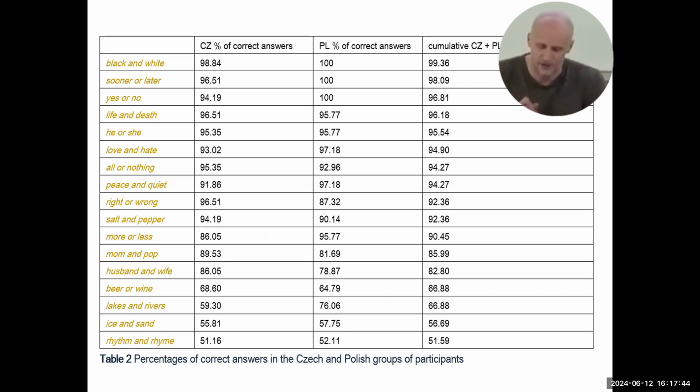13 are real binomials, the first 13, okay? And the last 4 are binomials which I invented, okay? So the things like beer and wine, you can just say beer or wine or beer. Now, the first column shows correct answers in my Czech students. The second column shows the correct percentages in the group of Polish students, and then the last column shows the cumulative percentages for both groups.